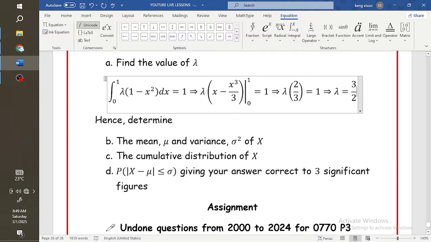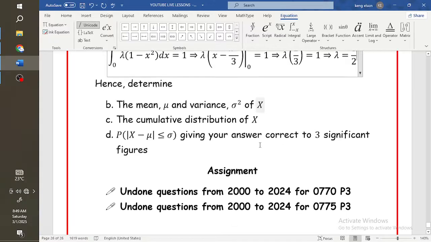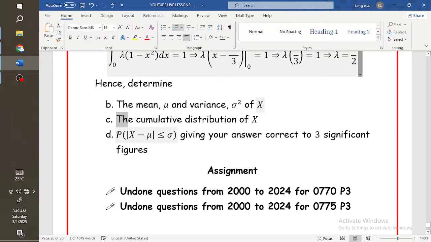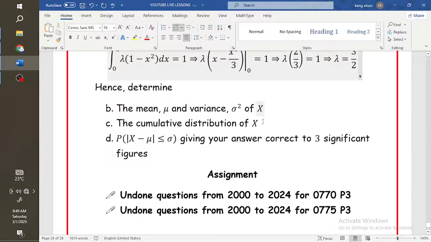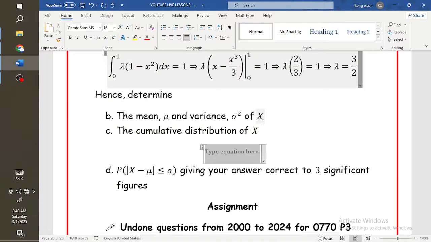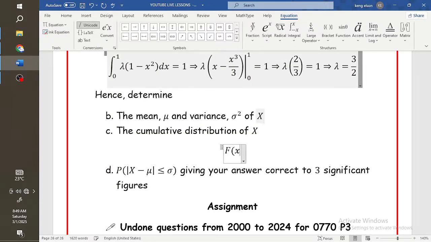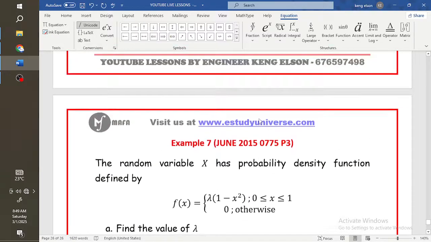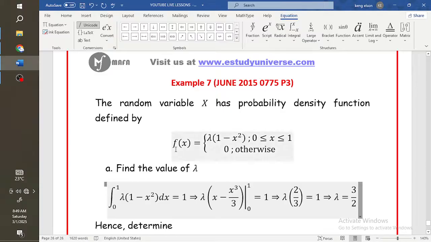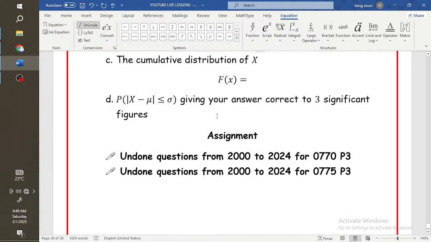Okay, hence determine the mean and the variance. There's no need for me to do that. You can look at it as an assignment. I'm going to do C and D. Okay, now how do I get the cumulative distribution of f? So I'm going to call it capital F of x, because this thing is f. If it was g, I'm going to call it capital G of x.